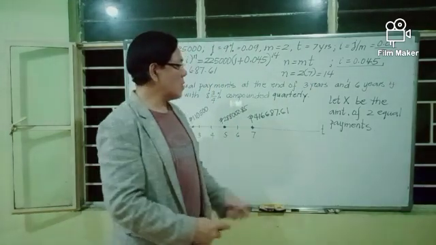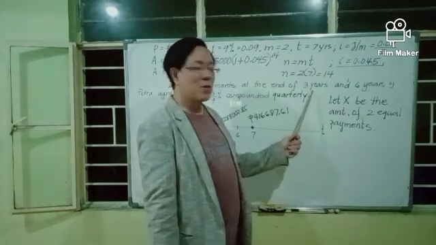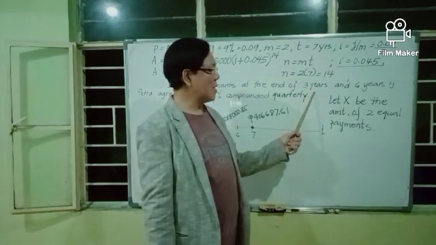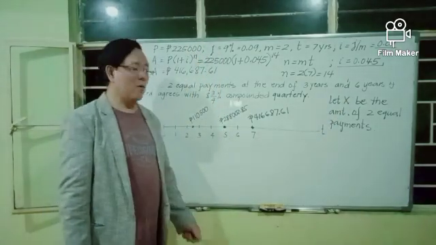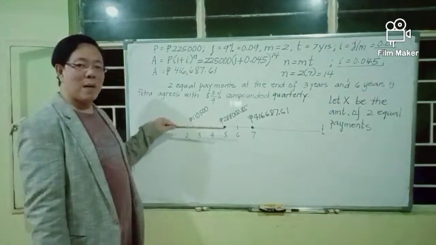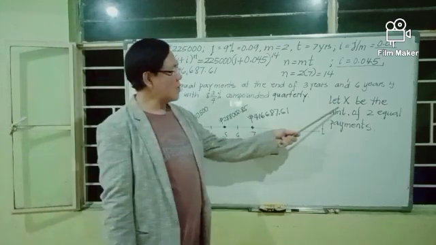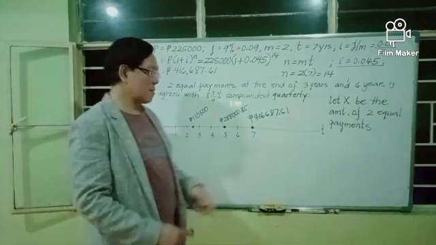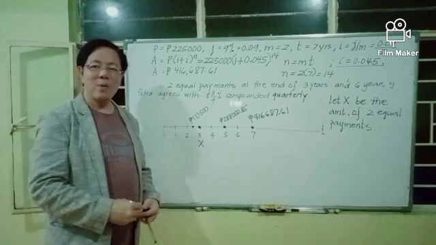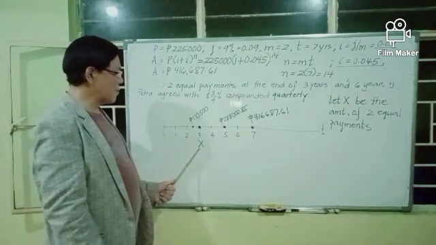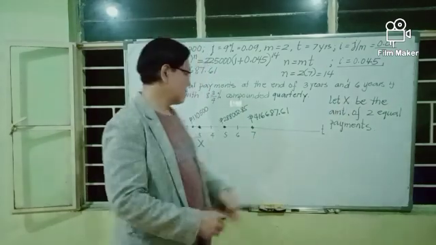We let x be the amount of two equal payments. And the two equal payments are due to be paid at the end of 3 years and 6 years. As we said in the lesson before, the maturity values are written above the timeline and the payments are written below the timeline. So we plot the first payment x at the end of 3 years. And we plot the second payment, which is equal to the first payment and is also denoted by x at the end of 6 years.